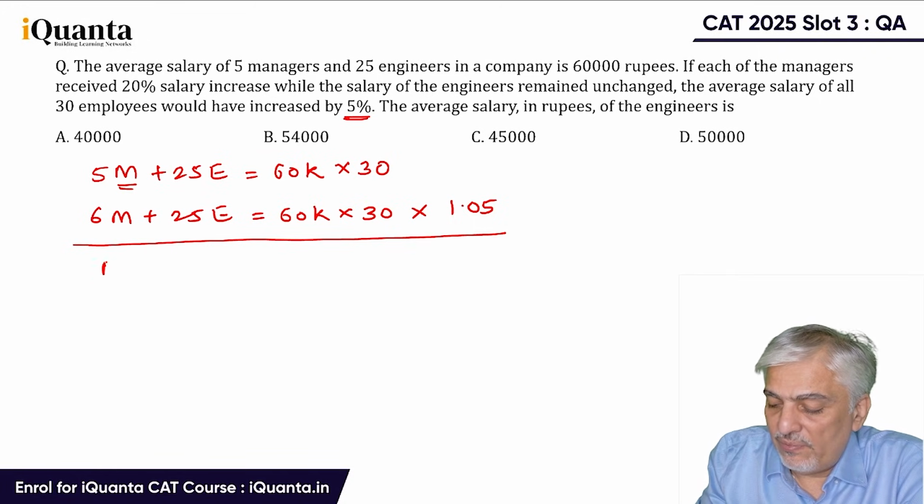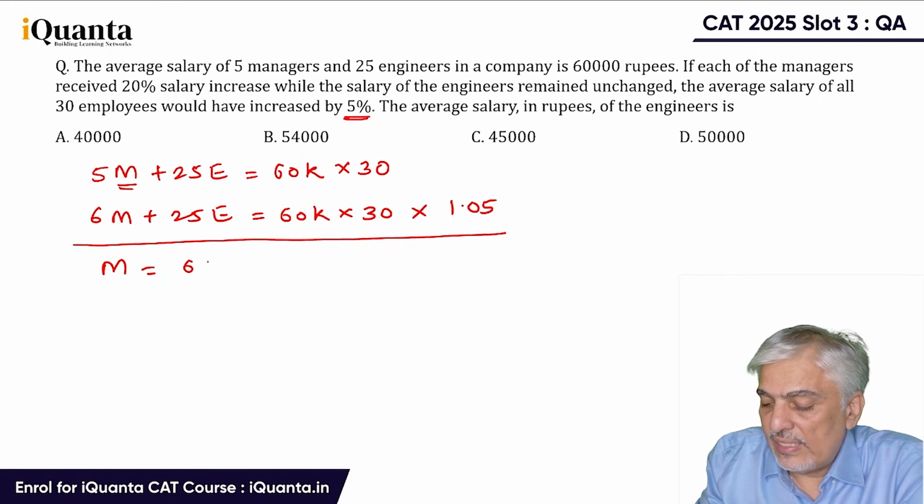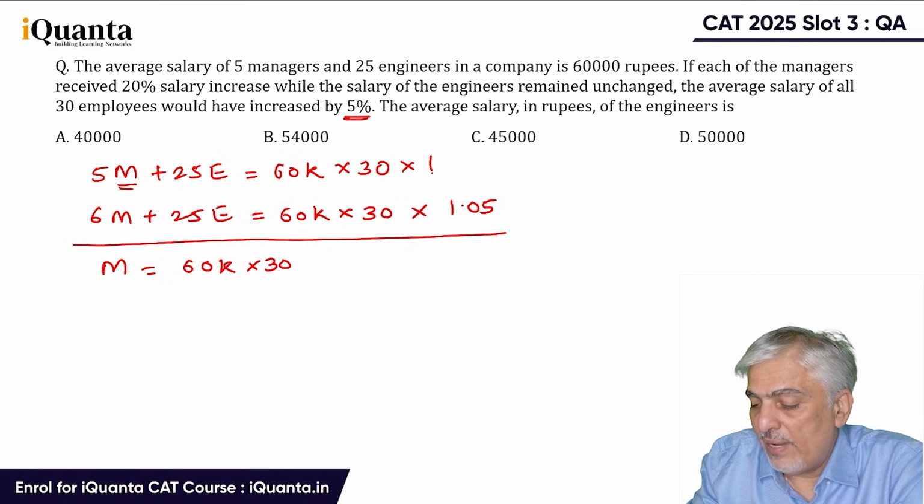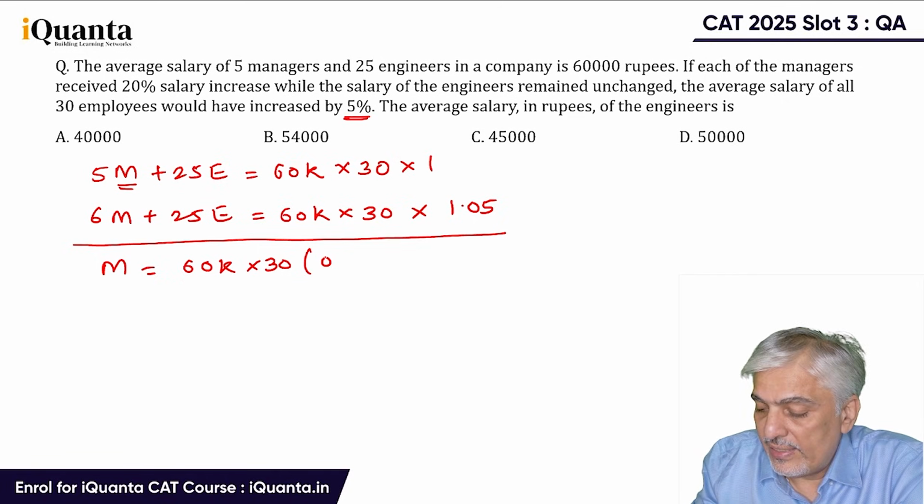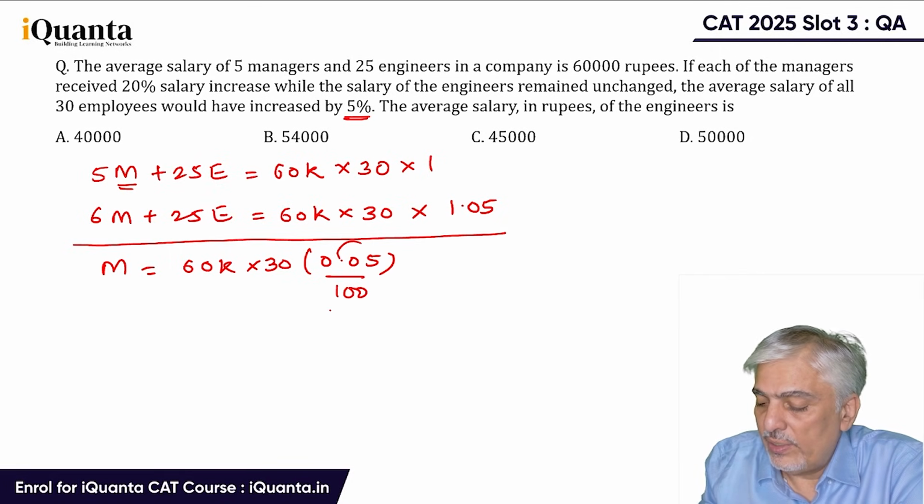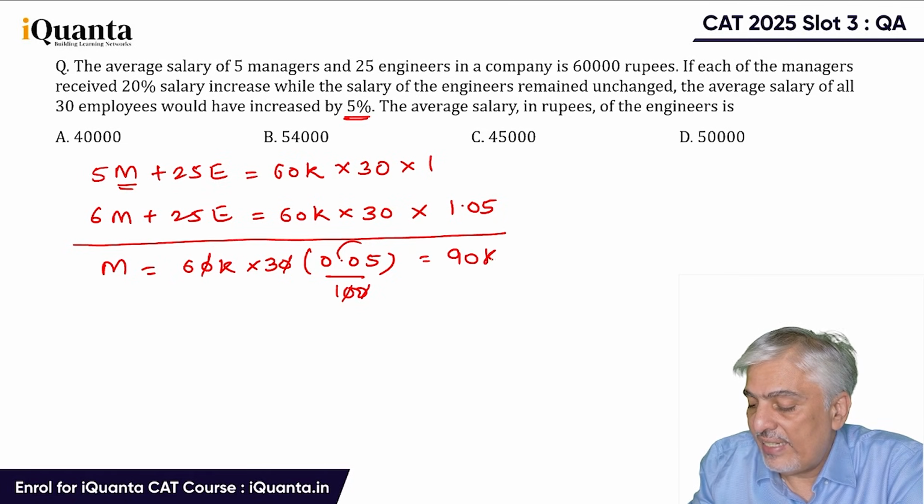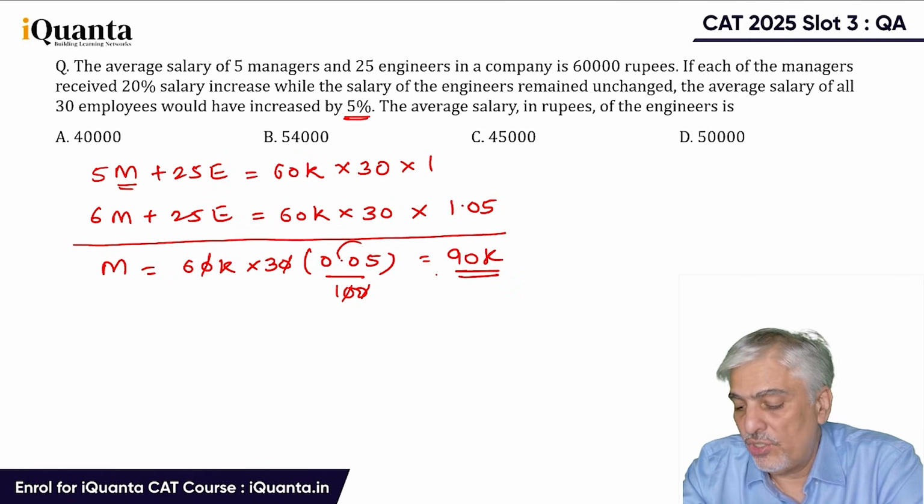6M minus 5M will become M. 60,000 into 30 is common. 1.05 minus 1 will be 0.05. If I remove these decimals, 100 over here, 2 zeros cut out. 6 3s are 18, 18 5s are 90K. 90K is the salary of one manager.